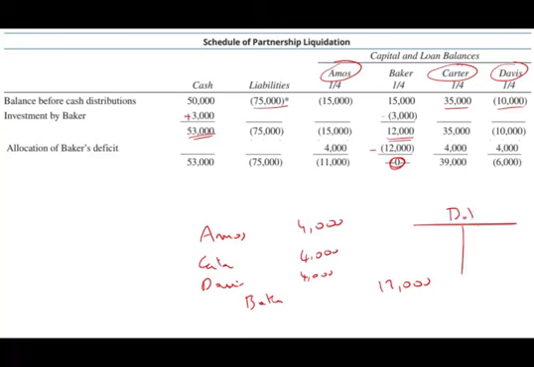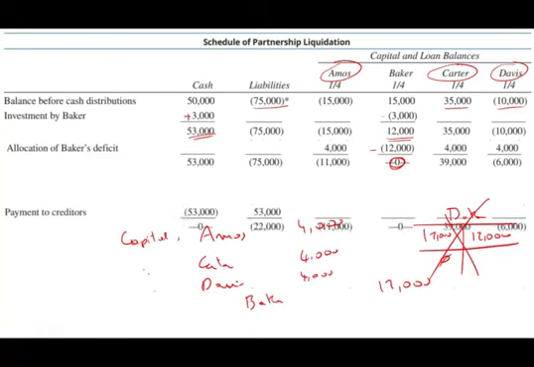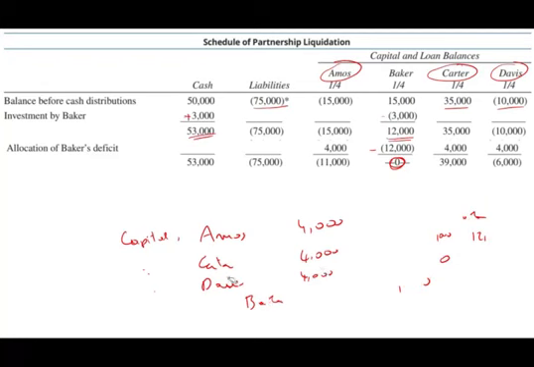And here we go. Baker had a deficit of 12, and now we credited by 12. Balance is 0. Baker is out of the picture. Okay, so those are capital. I'm not writing capital, comma, Amos, capital, and capital. Okay, so now Baker is out of the picture. We're done with Baker. Basically Baker is out. He has a 0 balance, and that's that.